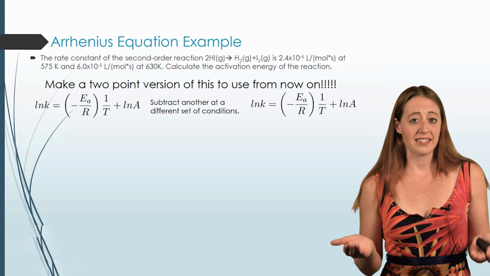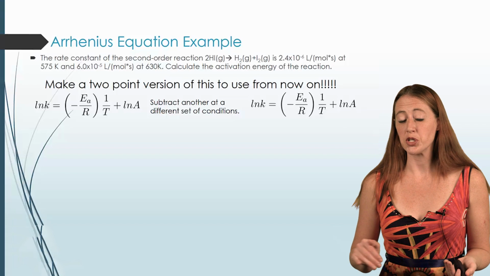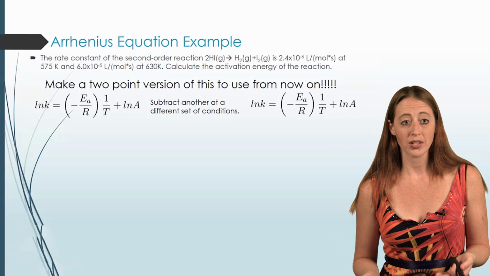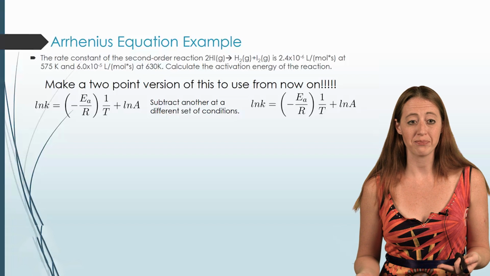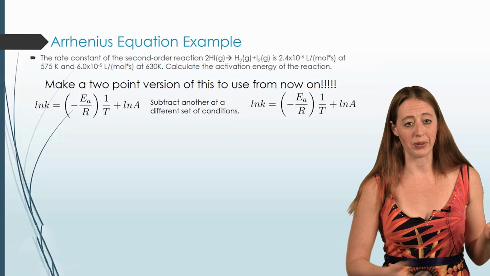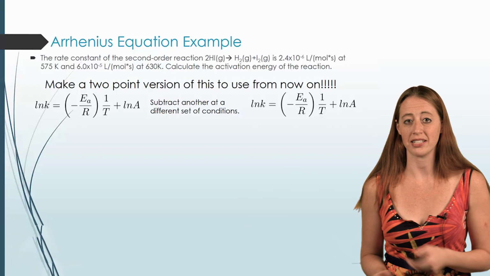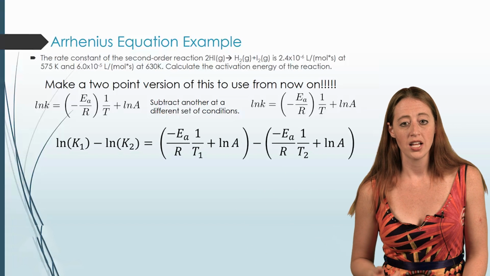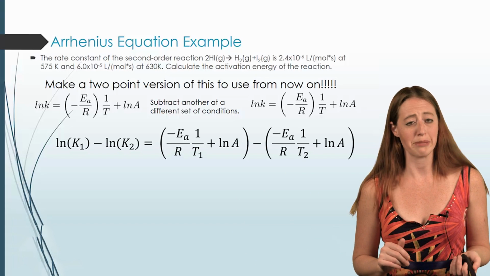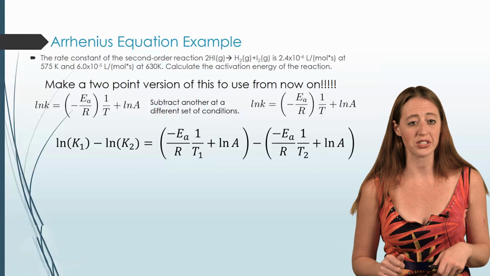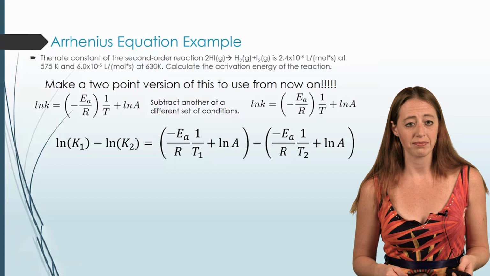So let's take this and do a little math trick that we can do to make 2-point formulas. We're going to subtract each side, right? So we're going to take the y side of the equation, the natural log of k, and subtract those from each other. And then we're going to do the same thing to the other side. So it's a little messy. You may need to pause and take a minute and kind of trace where everything is going. But take a look at this.